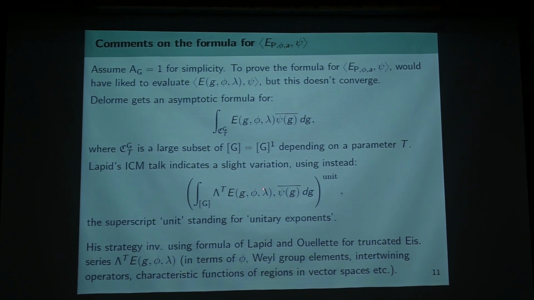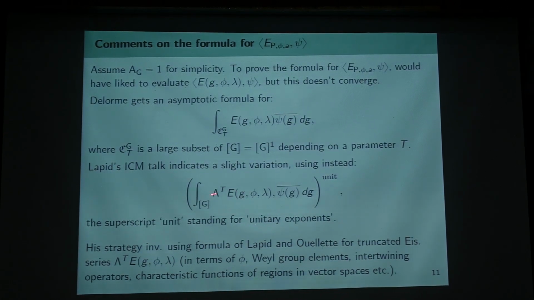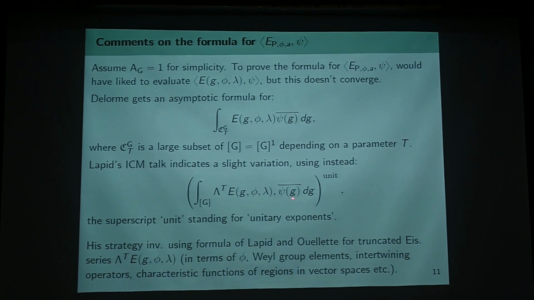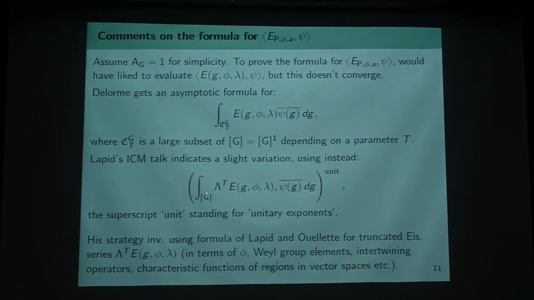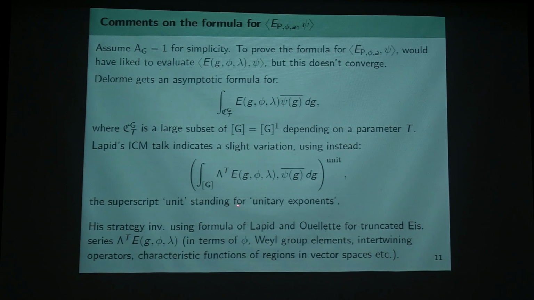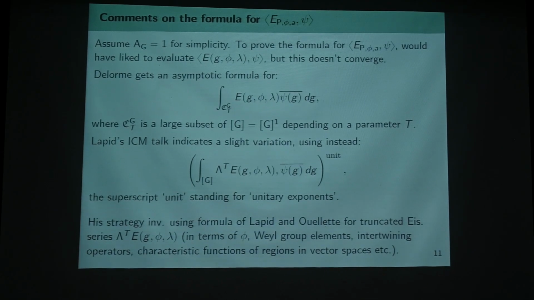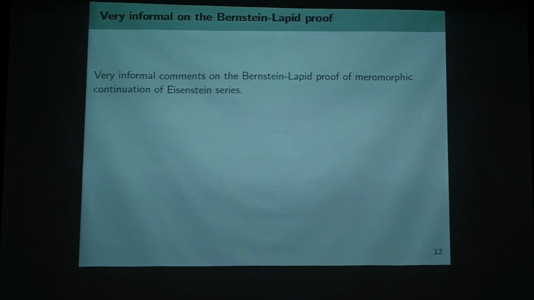Of course, I don't think Lapid's approach is actually written out in detail anywhere. But to do this sort of thing, you need to know what truncated Eisenstein series look like, and there is a formula of Lapid and Ouellette for it. But anyway, that's just too specialized.